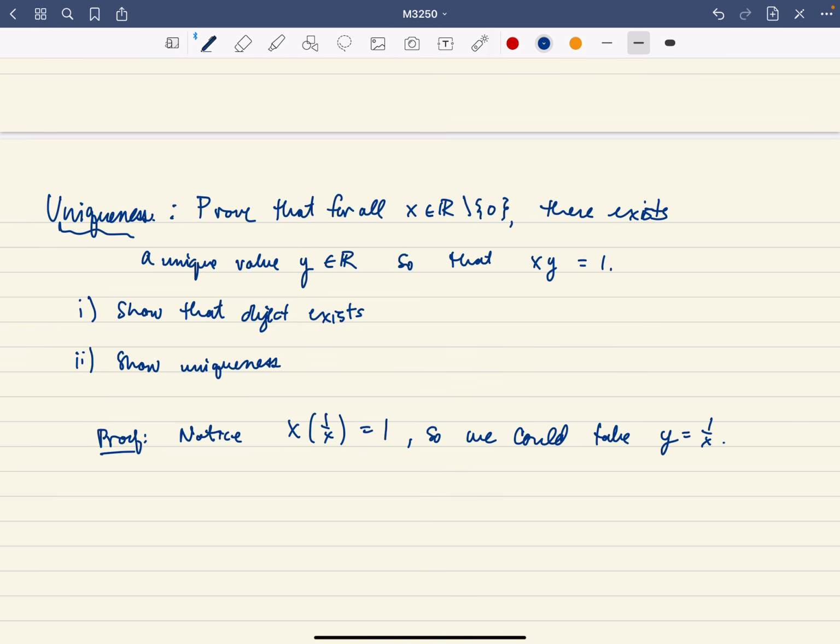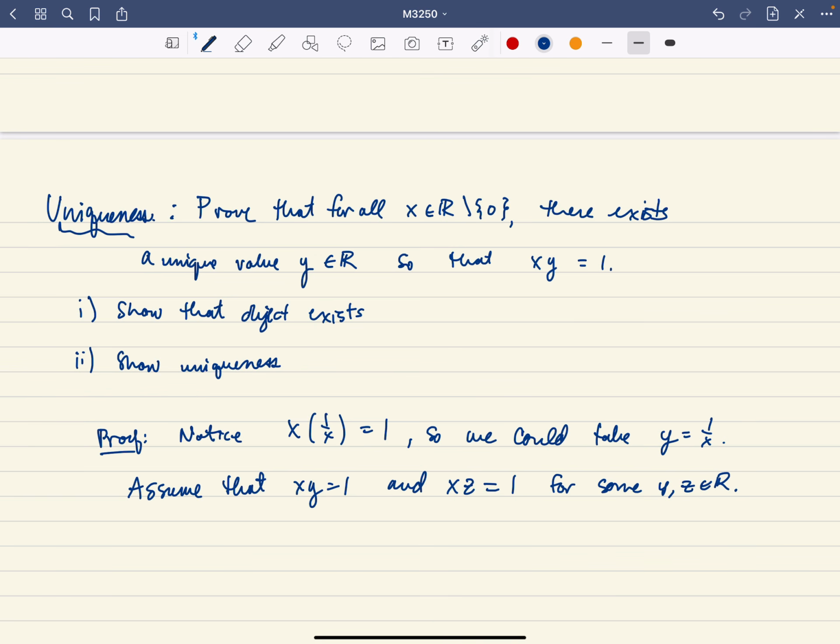This theorem, by the way, is not a particularly mind-blowing theorem. It's just meant, because it's a very simple theorem, to show you how this uniqueness works. So first you show existence, which we just did. Next we need to show uniqueness. To establish uniqueness, we're going to assume that there's two values. So assume that x times y equals 1 and x times z equals 1, for some values y and z.